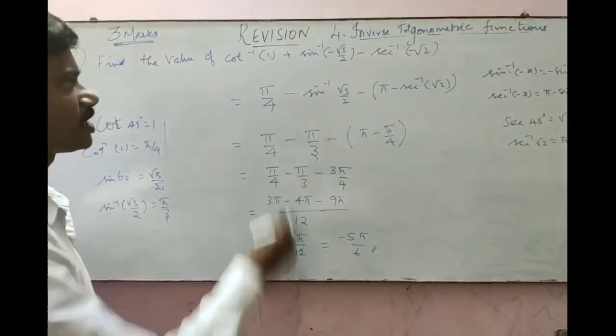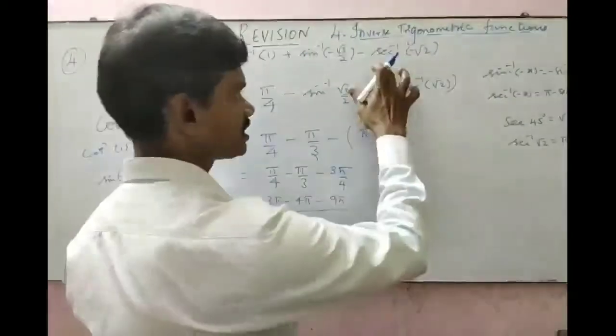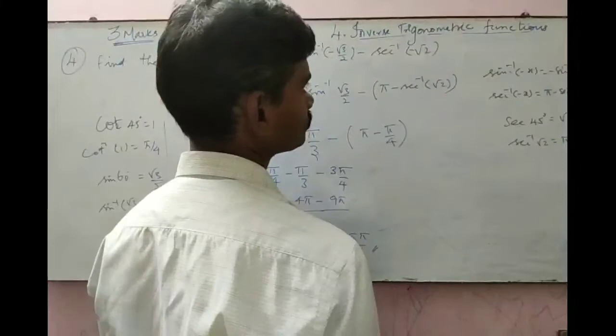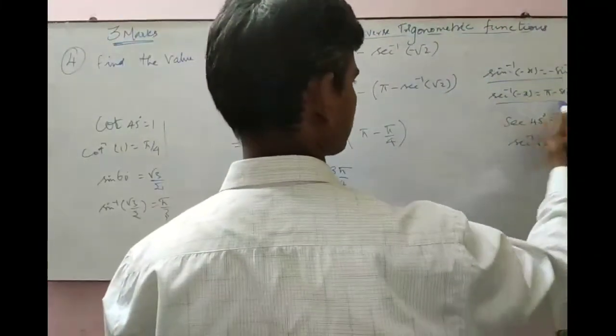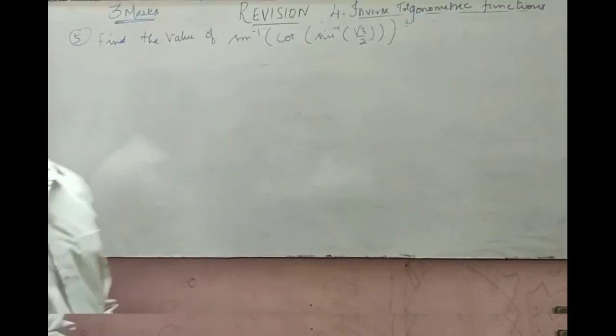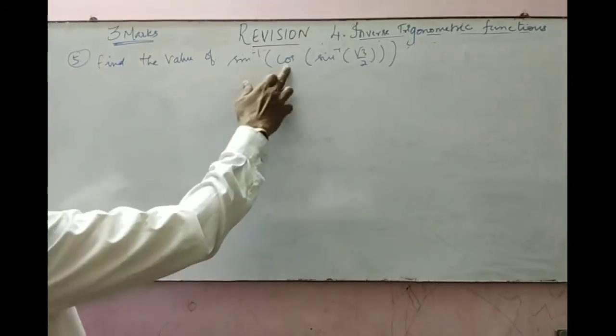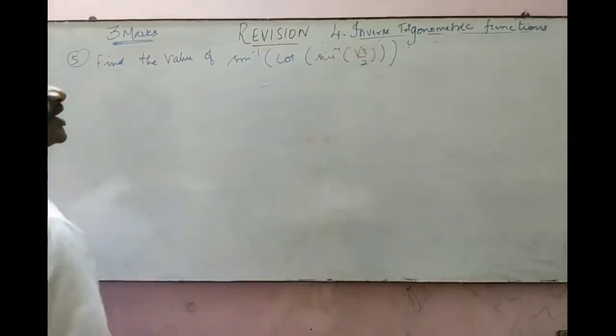This is the value of cot inverse of 1 plus sin inverse of minus root 3 by 2 minus secant inverse of minus root 2. So you have to know these properties, then only it is easy for you to do the calculation. Fifth sum, last sum: find the value of sin inverse of cos of sin inverse of root 3 by 2.